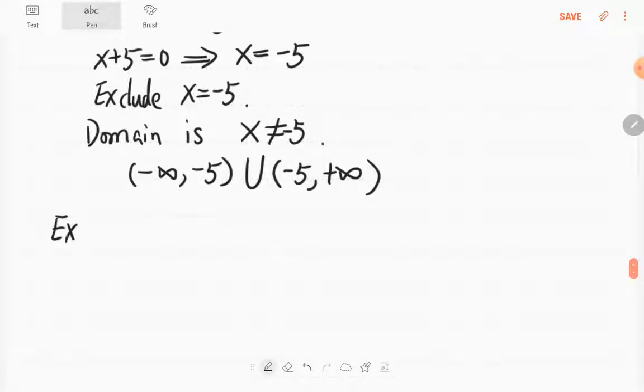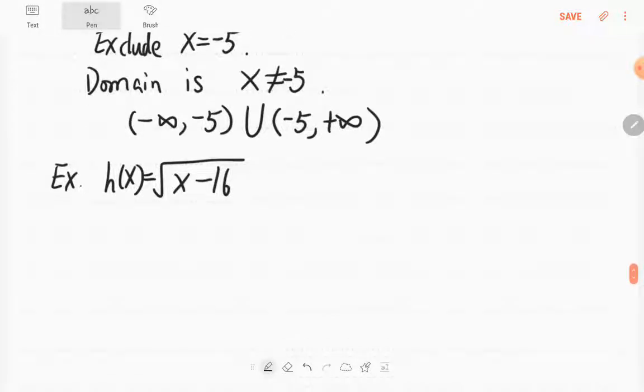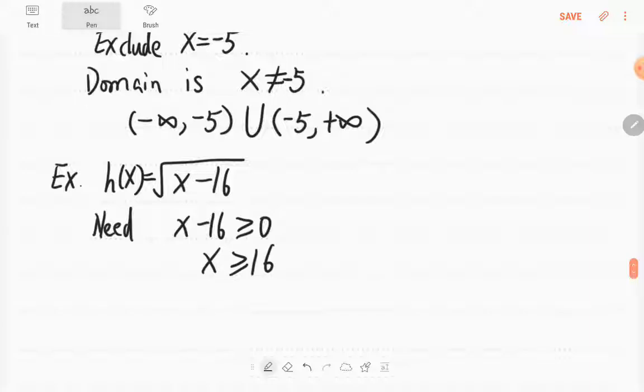Another example, h of x equals the square root of x minus 16. Here the expression under the radical sign should be greater than or equal to 0. So we need x minus 16 to be greater than or equal to 0. In other words, x must be greater than or equal to 16. So this is our domain.